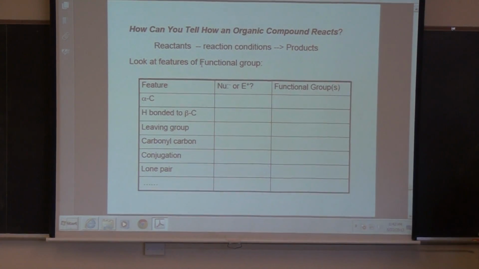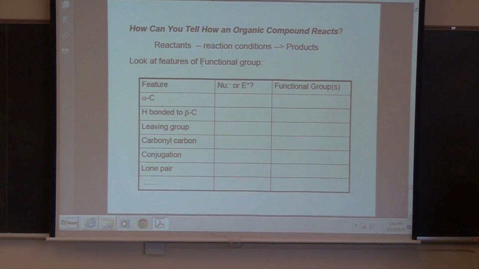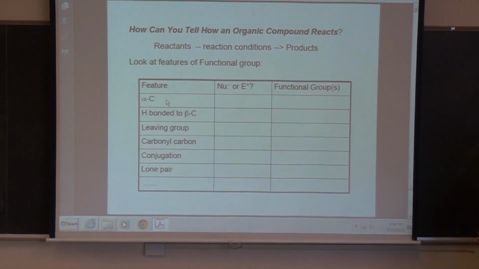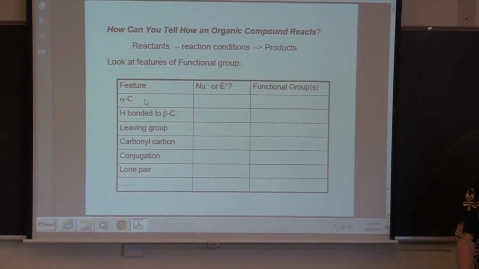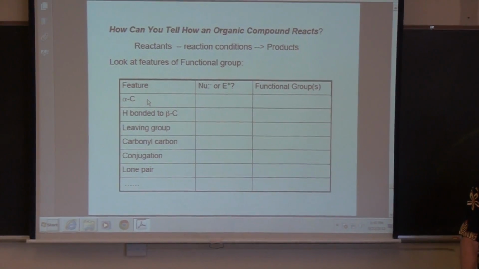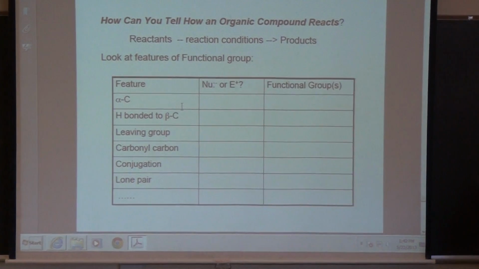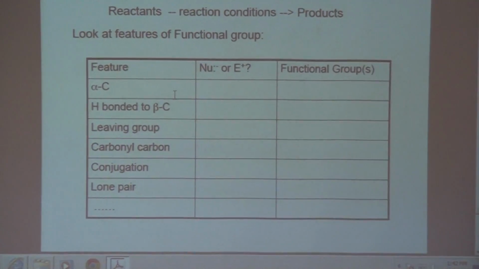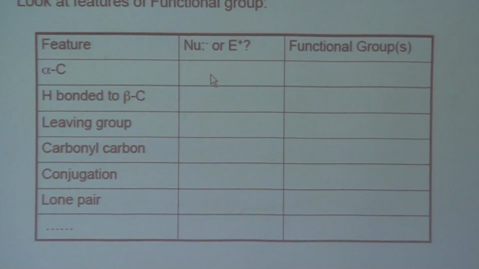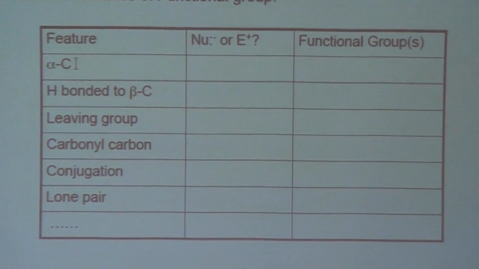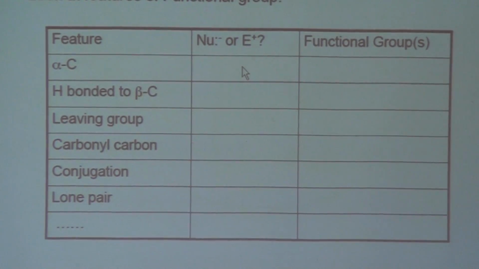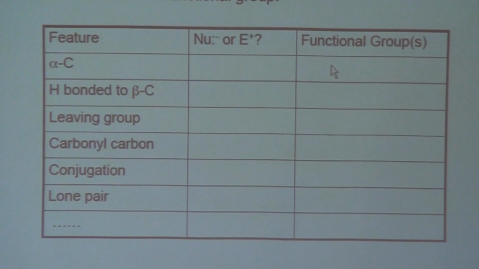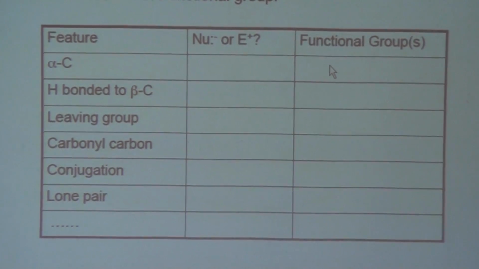All the textbooks say we have to look at the functional group, but let's look more than that. We want to look at the features of that functional group. For example, is there an alpha carbon present? Is there an H bonded to a beta carbon? Is there a leaving group, a carbon-carbon bond, and so on? So I'd like you to fill in these blanks. For example, is an alpha carbon a nucleophile or electrophile? And in what functional groups do you find an alpha carbon?